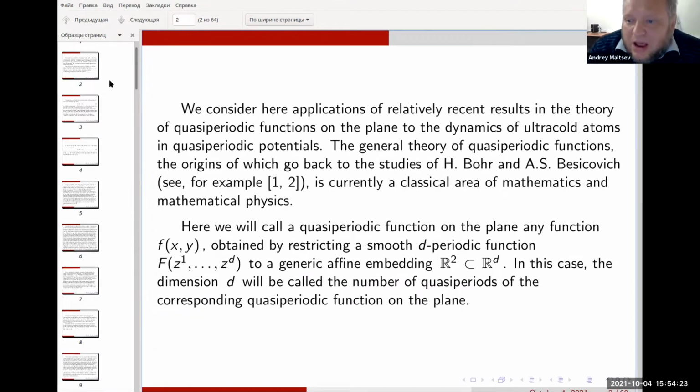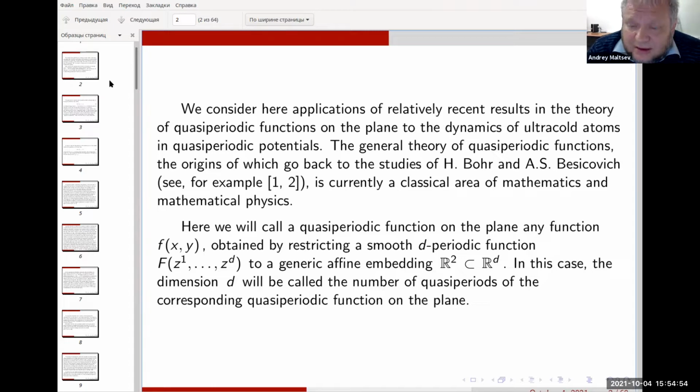First of all, we are going to consider quasi-periodic potentials on the plane, which means that the potential is going to be a restriction of a periodic function in the space of higher dimensions under some embedding of the two-dimensional plane into three-dimensional space, four-dimensional space, and so on. The theory of quasi-periodic functions goes back to the studies of Harald Bohr and Besikovich.